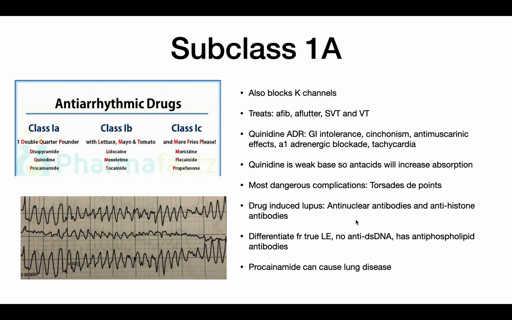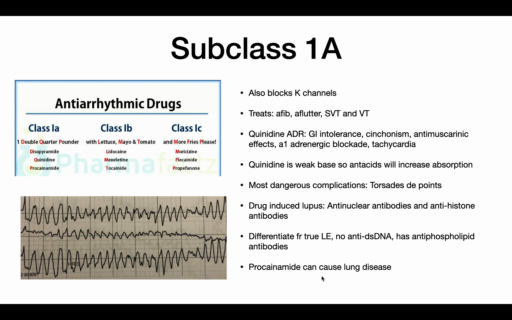Drug-induced lupus can also occur, and subclass 1A can also treat. We'll go through this a lot more in pathology, but lupus is basically the antinuclear antibodies and antihistones, so it's going to attack the DNA of the cells. We differentiate it from true lupus erythematosus because there are no anti-double-stranded DNA antibodies. Instead, this has the antihistone antibodies.